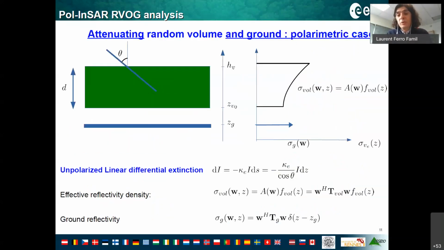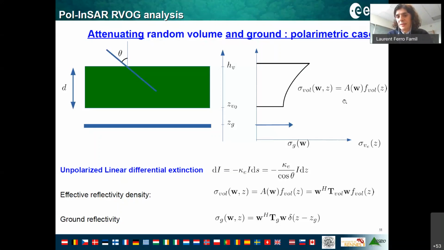So how to model this? It's simple, and the main expression you have to remember is this one. The reflectivity of the volume is a function of polarization, of course, and a function of space. So this expression F, which is a function of Z here, and these two expressions can be separated. And this is the main hypothesis behind this modeling. You can separate polarimetric and spatial effects. This means that the extinction is not a function of polarization.